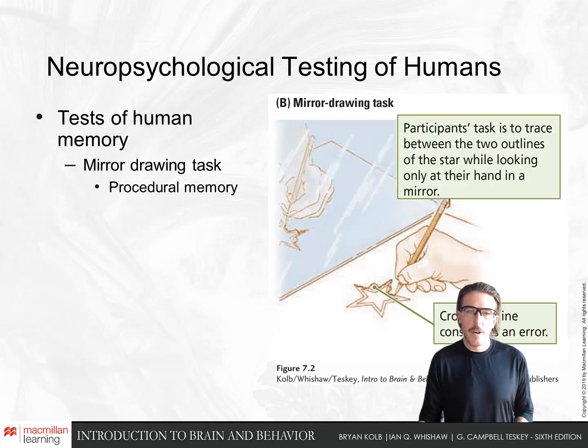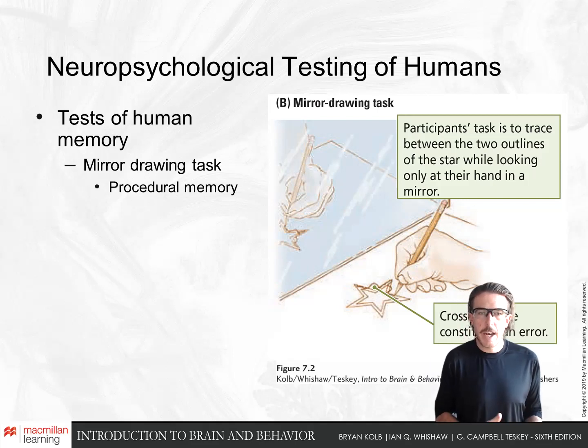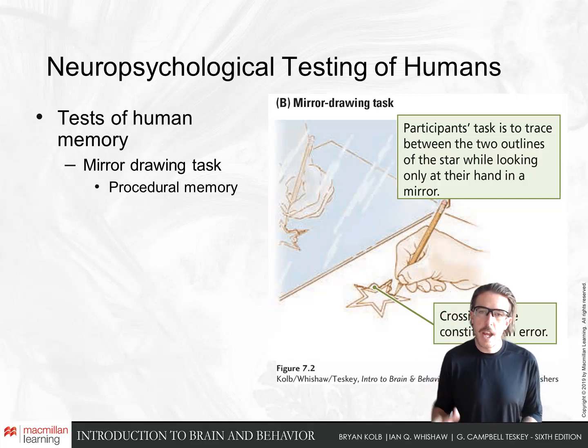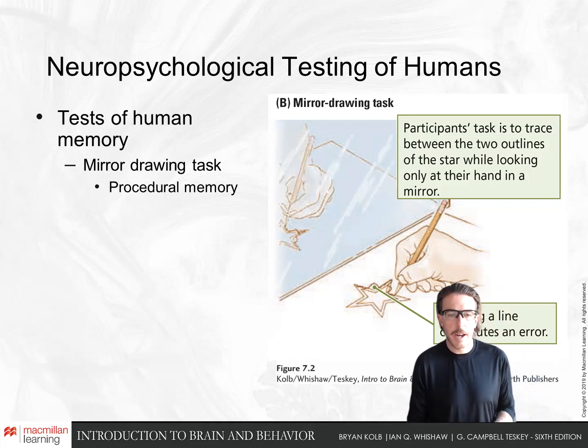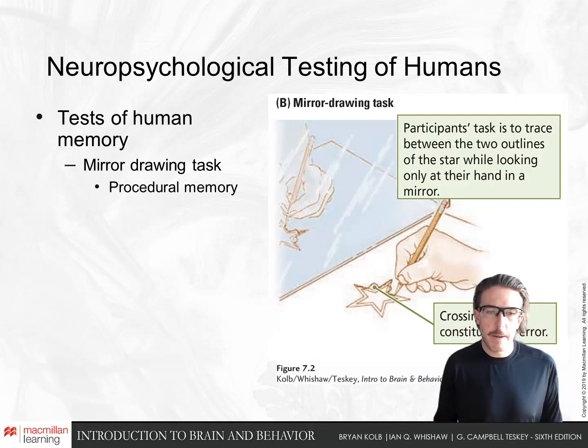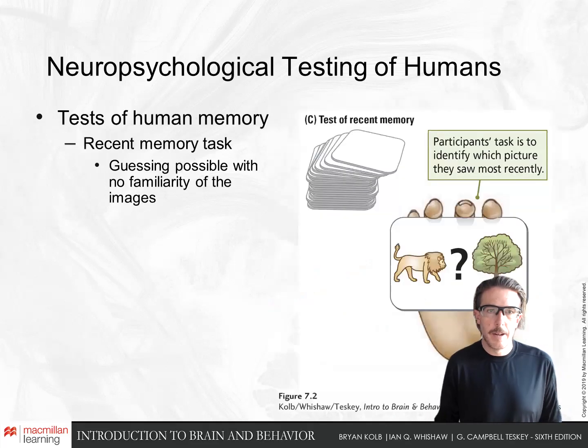Some patients that have no recollection of having learned this task because they have damage to their hippocampus, nonetheless retain an ability to get better and better at it. A really good example of these two different memory systems in the brain at play.